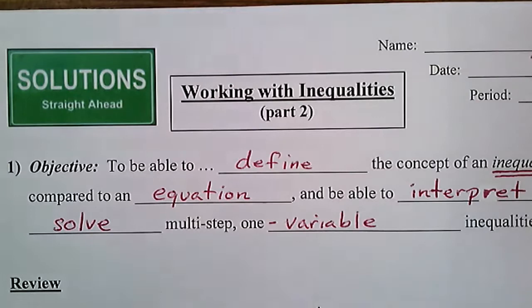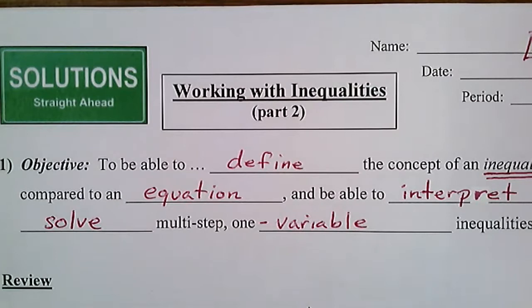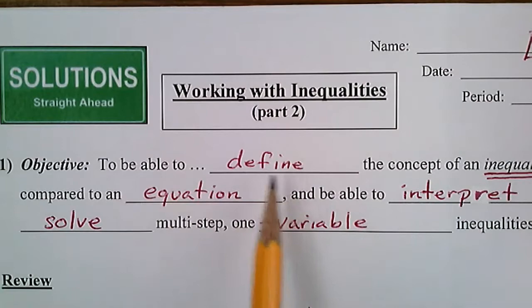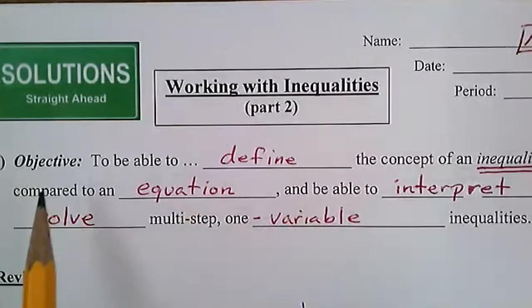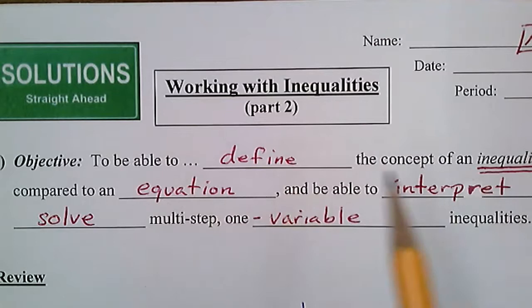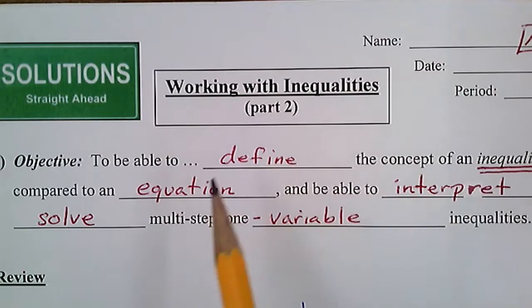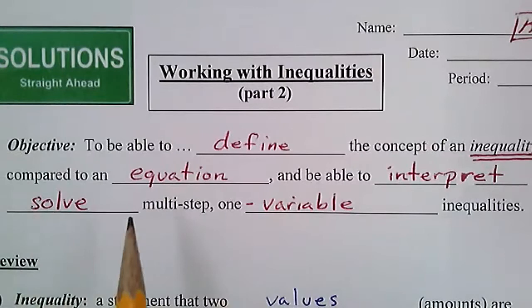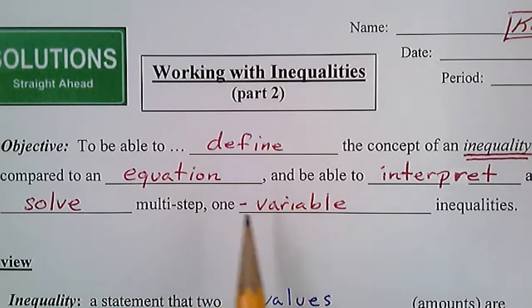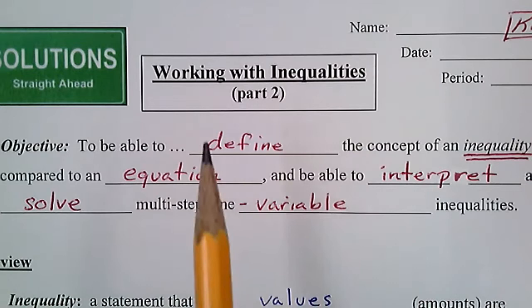Okay, so in our lesson for today, our objective is similar to our last lesson. We want to be able to define the concept of an inequality as compared to an equation. So we want to be able to compare inequalities to equations and identify similarities and differences. Today we're going to be working on interpreting and solving multi-step one variable inequalities. One variable means there's only one variable, like an X variable. It might be on both sides of the inequality, but there's only one variable. We don't have an X and a Y or an X and a Z. It's just one variable.